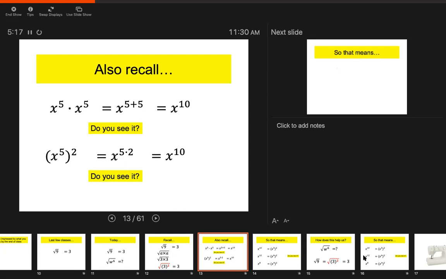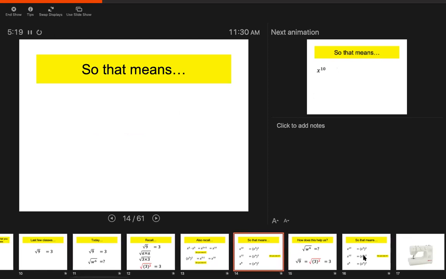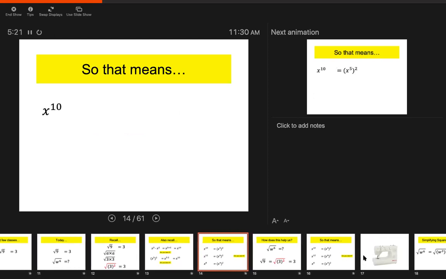So let me beat you on the head with the information. So what does all of this mean? It means this, that x to the 10th could be written as x to the 5th squared. I mean, it could be. It doesn't have to be, but it could be. X to the 5th squared.